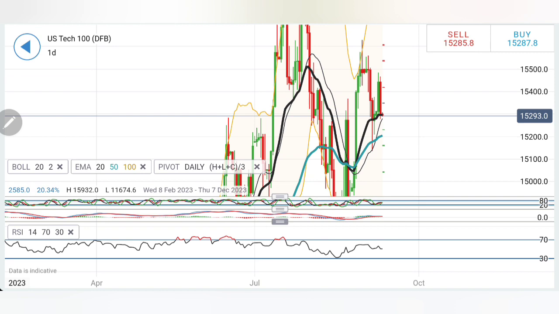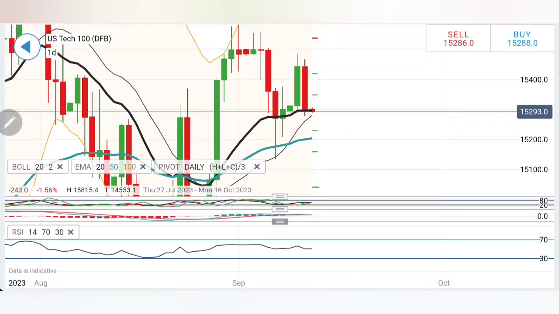RSI comfortable. Looking at this, I will recommend you to stay long above 15,300 levels. However, 320 is the first target, 350 is the next milestone. The 350, 360 zone is a great milestone for Nasdaq 100.